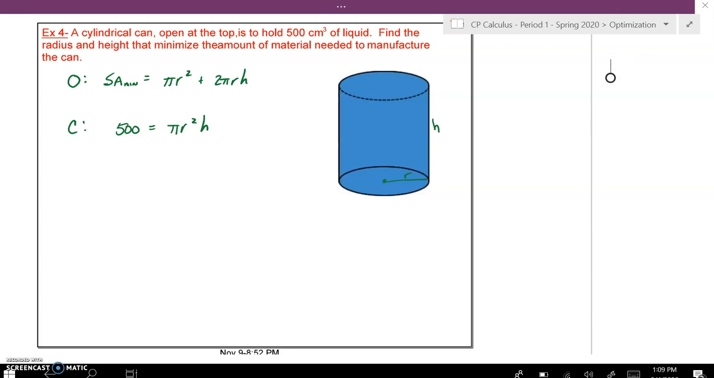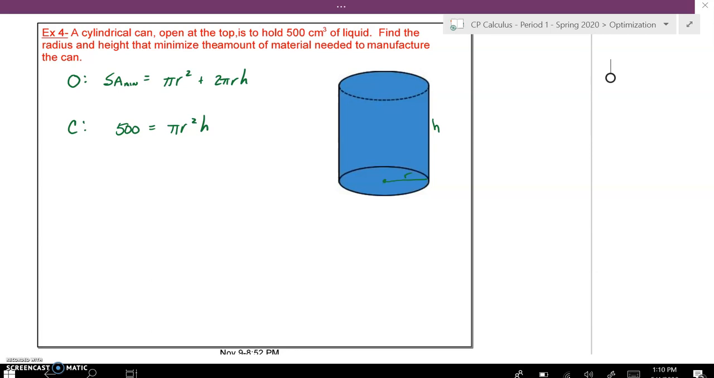That can that we are constructing, that we are optimizing here, has to hold that amount of liquid. So what they want me to do is find the radius and the height, the dimensions of this can, that minimize the amount of material needed. So basically think about a company that wants to make sure they're using the least amount of material possible to make their cans. If they're using less material, then obviously they are spending less money, and they want to make sure they're fitting the most amount of stuff in that material.